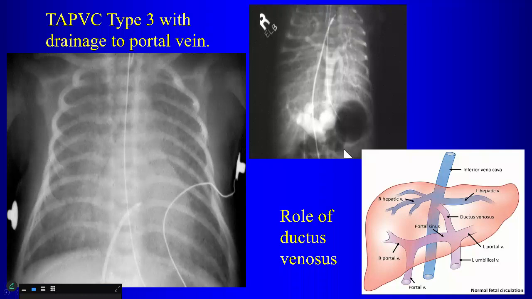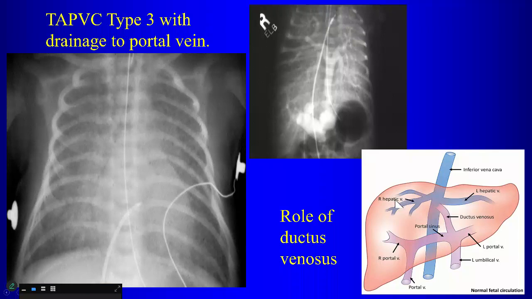Right? So the role of the ductus venosus here is very important because in embryology, or especially in the first few days after birth, the ductus venosus remains open. And so what happens is, even though this is draining to the portal vein, from here it can shunt into the inferior vena cava without much obstruction. But once the ductus venosus closes, then all of the resistance here, as it has to go through the liver, increases. And so then they develop the pulmonary venous hypertension and the failure.